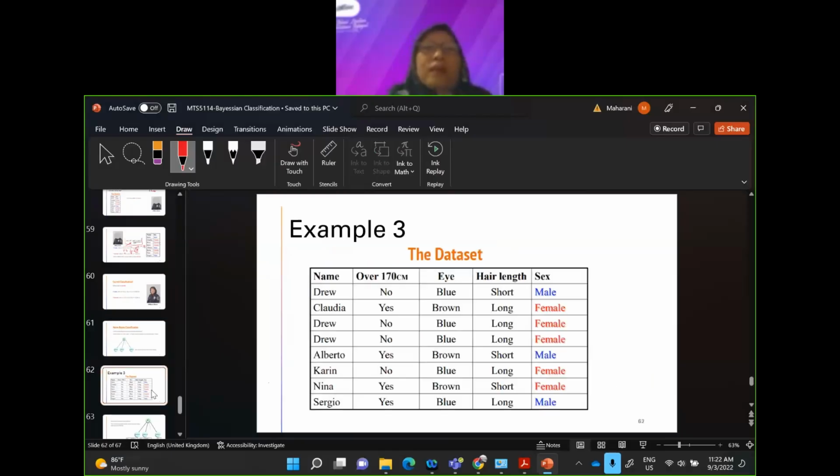And we have another data set. Now we extend it and add some features. Earlier it was only name and sex. Now we have over 170 centimeters. We have eye.